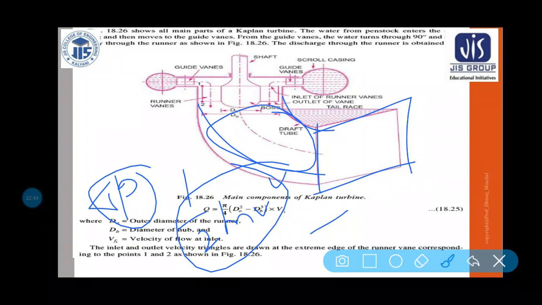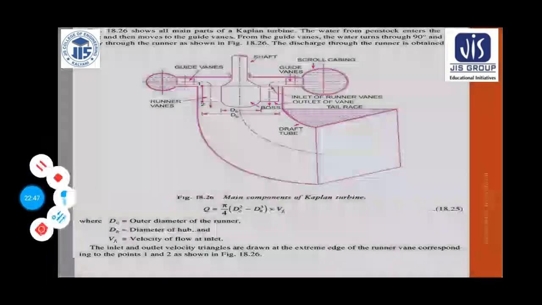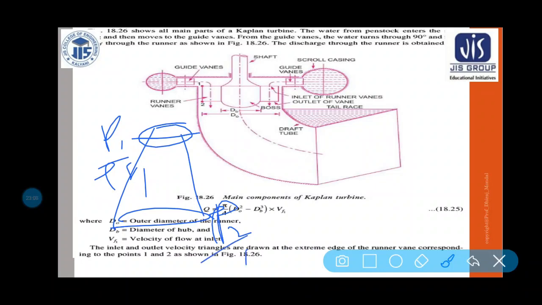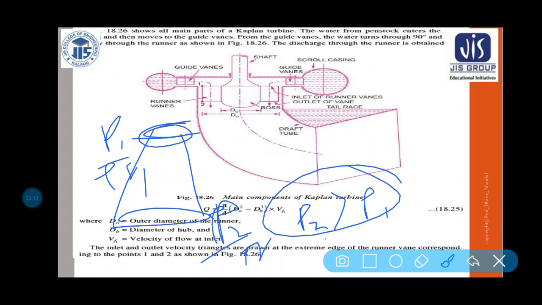That is why the draft tube is installed at the outlet of the turbine. The draft tube has a gradually increasing area, and the pressure here will be increased at the expense of kinetic energy. If the pressure head here is P1 by rho g and there it is P2 by rho g, then P2 by rho g is greater than P1 by rho g, because the kinetic energy available at the inlet of the draft tube, or outlet of the turbine, is converted into pressure energy. As a result the water comes out from the turbine. Clear? So this is one function of the draft tube.